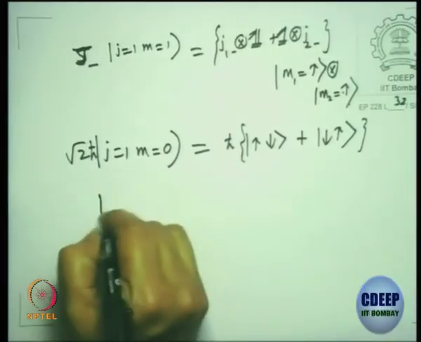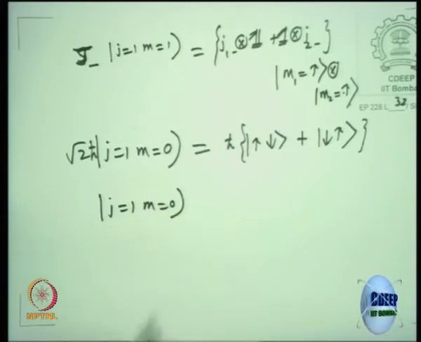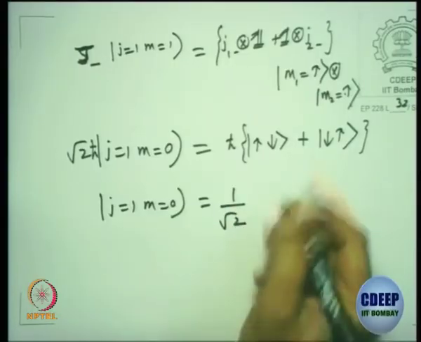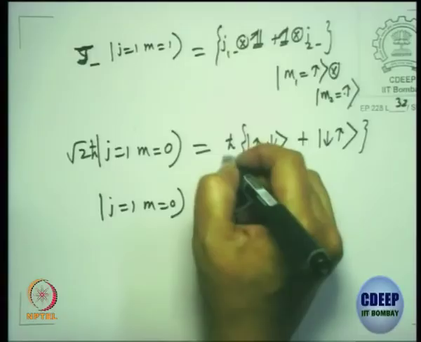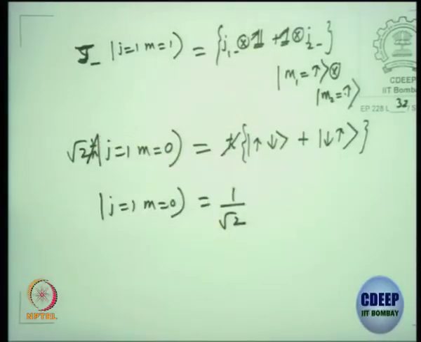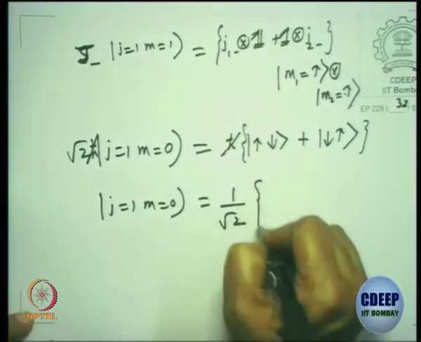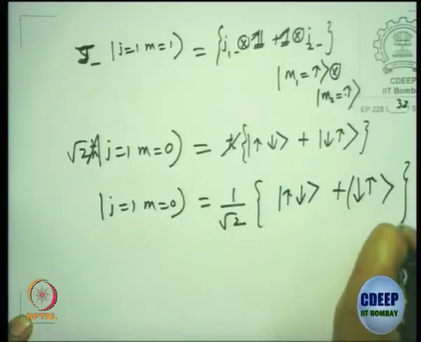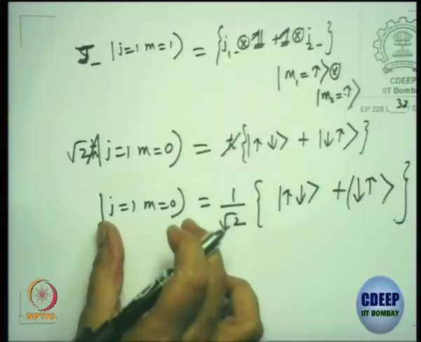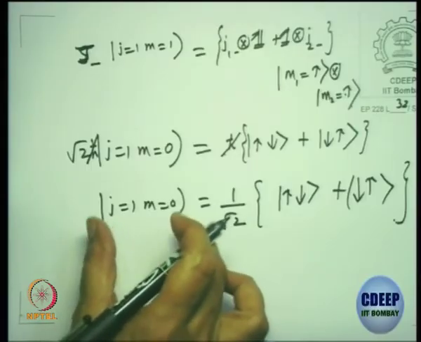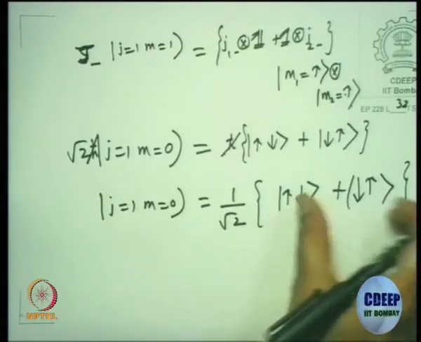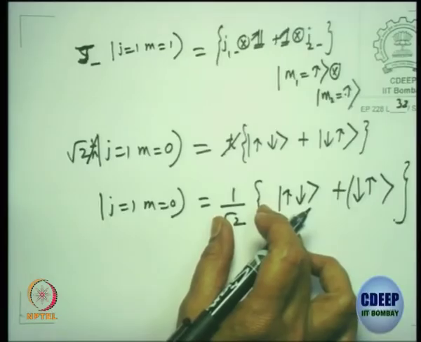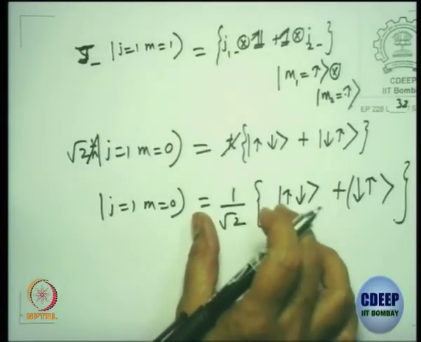So we need to find out j equal to 1, m equal to 0. That state is 1 over square root 2, taking the square root 2 outside from below and removing the h cross on both sides, times up down plus down up. So this side is a coupled state. A coupled state can be written as a linear combination of the uncoupled bases, and those coefficients should give me the CG coefficients of the CG matrix.